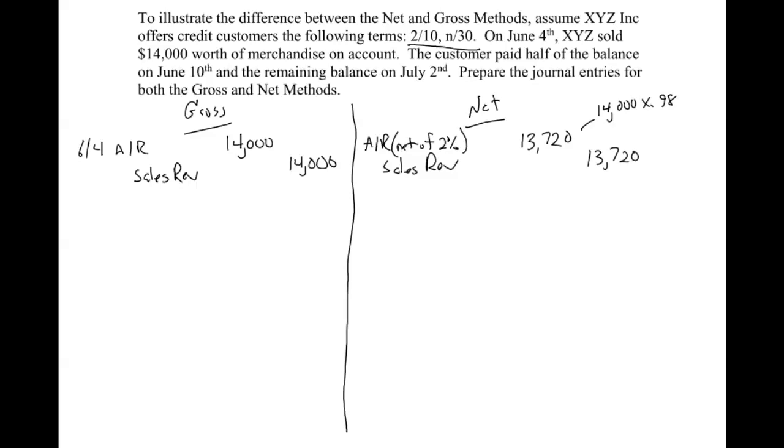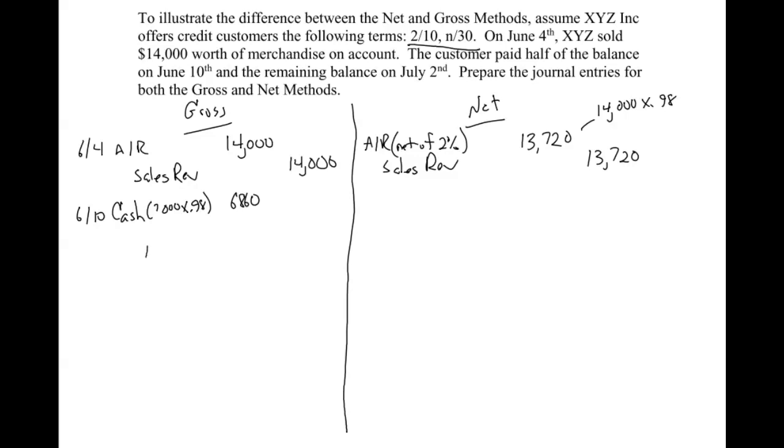On June 10th, they pay half of it, which means they're taking the discount on half of it. So over here, we're going to get cash, but only half of it, 7,000 times 0.98, which means they're taking the 2% discount on the 7,000 they're paying. So they're going to get 68.60.